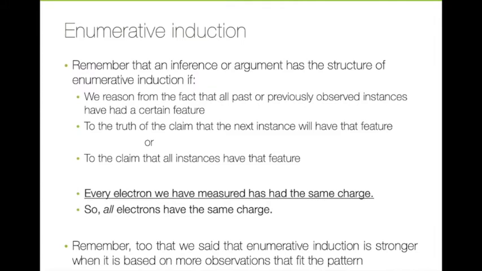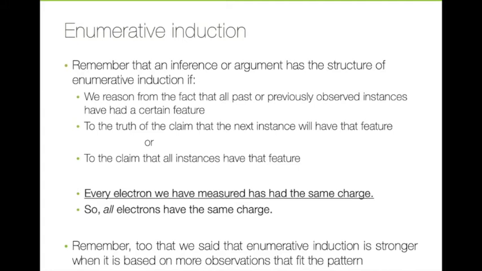We'll start with enumerative induction. Remember that an inference or argument has the form enumerative induction if it goes like this. We reason from the fact that all past instances or all previously observed instances have some feature to either the truth of the claim that the next instance we observe will have that feature, or to the claim that all instances have that feature. So here's an example of reasoning from all past observed instances have had a feature to all instances have that feature.